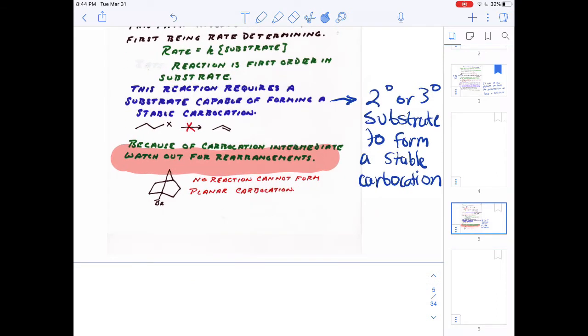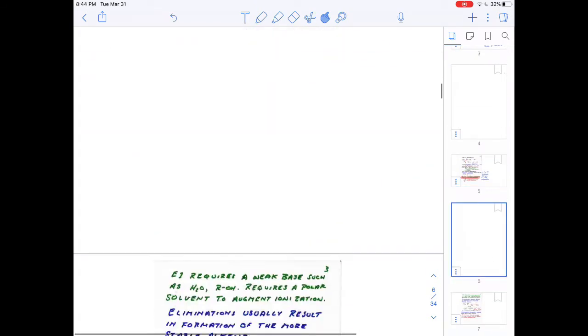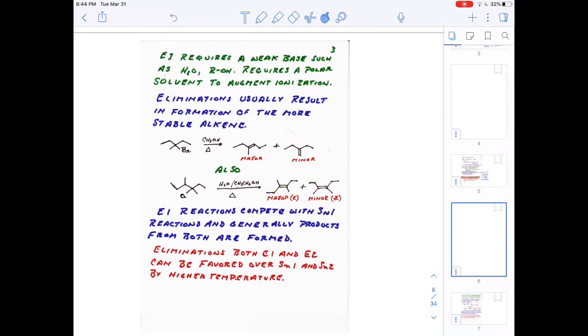No reaction can form because of planar carbocation. That's not really important. You don't really have to work with cyclics. Moving along. He's making the same point that I gave you guys earlier in the beginning of the slides, that E1 requires a weak base, such as H2O or ROH. Anything that's not an anion is pretty much considered a weak base. Anything without a negative charge, basically. And it requires a polar solvent. This is also something, if you guys are making a chart, I would make sure you write that it requires a weak base and a polar solvent.